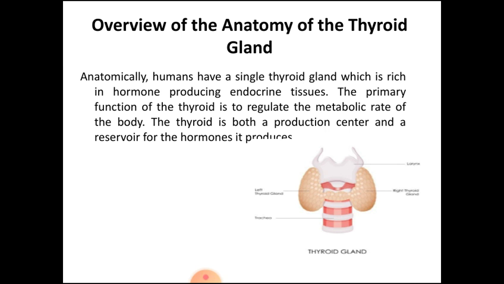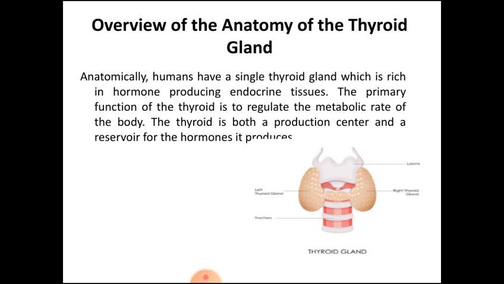Here is an overview of the anatomy of the thyroid gland. Anatomy: humans have a single thyroid gland, which is rich in hormone-producing endocrine tissues. The primary function of the thyroid is to regulate the metabolic rate of the body. The thyroid is both a production center and a receiver for the hormones it produces.